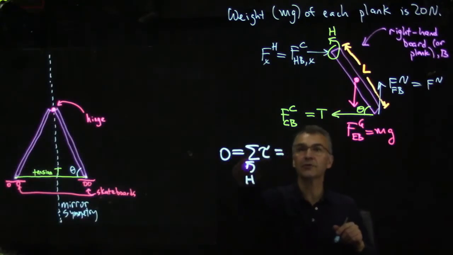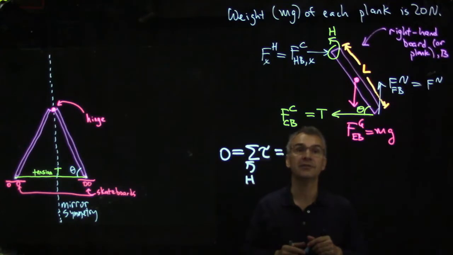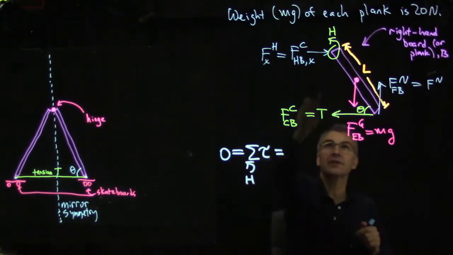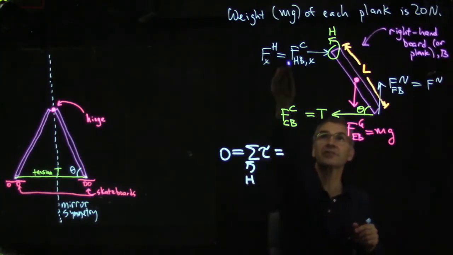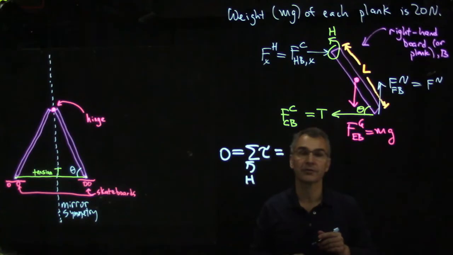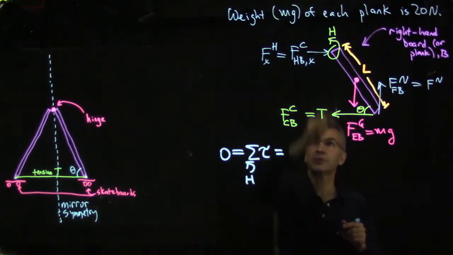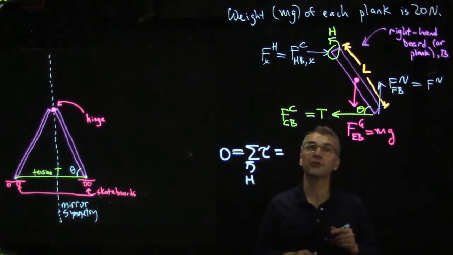To add up the torques about this hinge H, let's do counterclockwise minus clockwise. So any force that is applied up here at the hinge has a line of action that passes right through the rotation axis and therefore has 0 lever arm. So we don't have any contribution from this force exerted by the hinge.